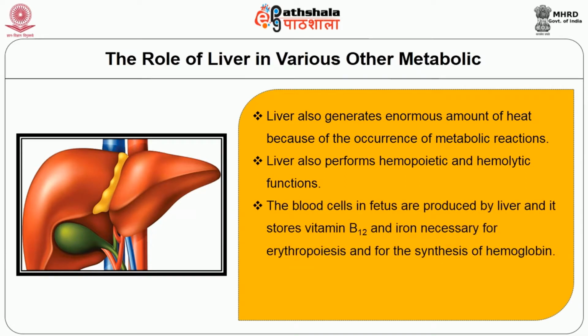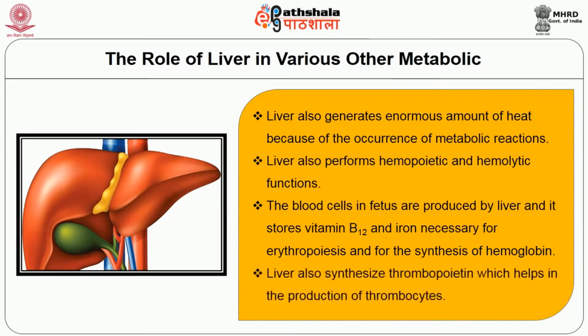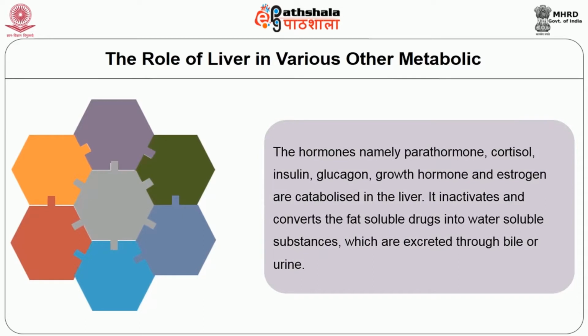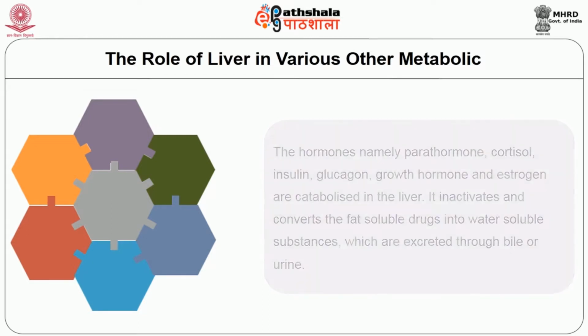The blood cells in the fetus are produced by the liver, and it stores vitamin B12 and iron necessary for erythropoiesis and for the synthesis of hemoglobin. The liver also synthesizes thrombopoietin, which helps in the production of thrombocytes. The hormones, namely parathormone, cortisol, insulin, glucagon, growth hormone, and estrogen are catabolized in the liver. It inactivates and converts the fat-soluble drugs into water-soluble substances which are excreted through bile or urine.